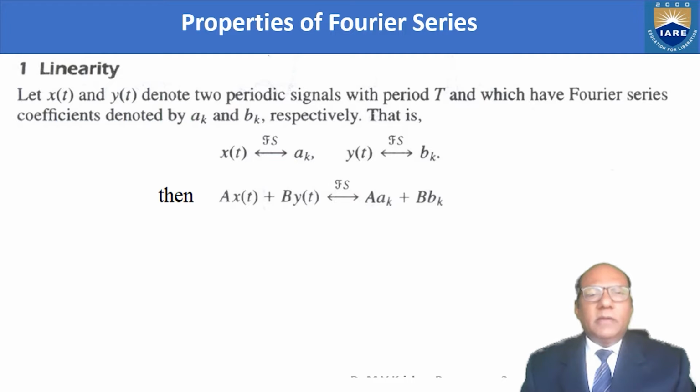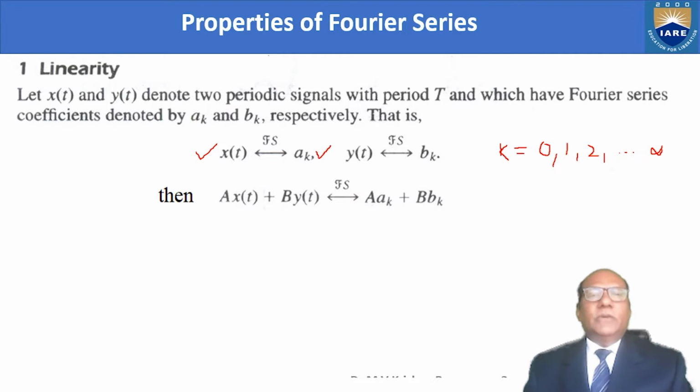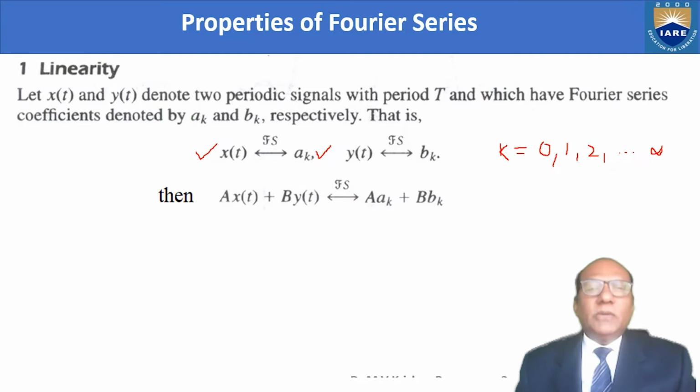Here I have two signals. One is x of t, whose Fourier series coefficients are a_k, where k equal to 0 is the DC component, then k equal to 1 is the amplitude of the first harmonic, k equal to 2 is the amplitude of the second harmonic, etc. I will go up to infinite. So a_k means a0, a1, a2, a3, etc.